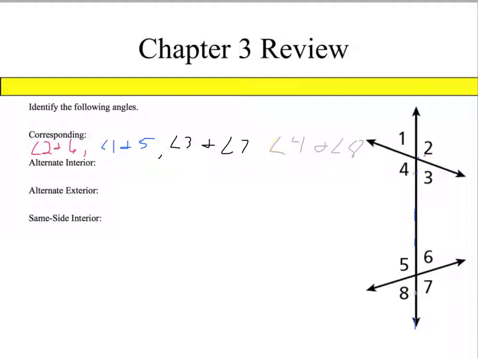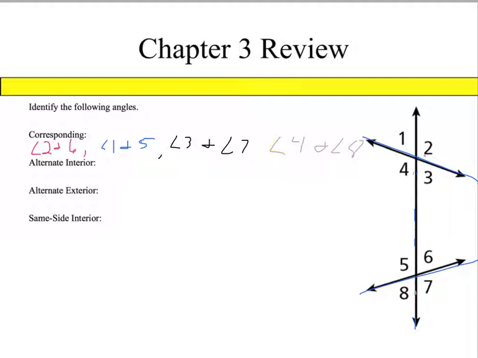Those two lines that you will see now in blue aren't parallel, which means we cannot say that angle 2 and angle 6 are going to be equal to each other, or 1 and 5, or 3 and 7, or 4 and 8. They can't be, because those two lines are not parallel. They need to be parallel in order for corresponding angles to be congruent.